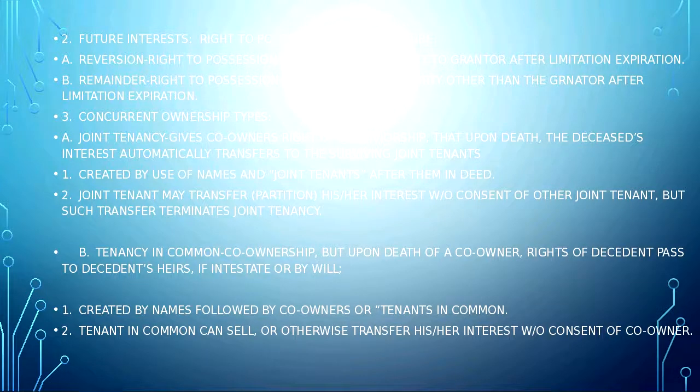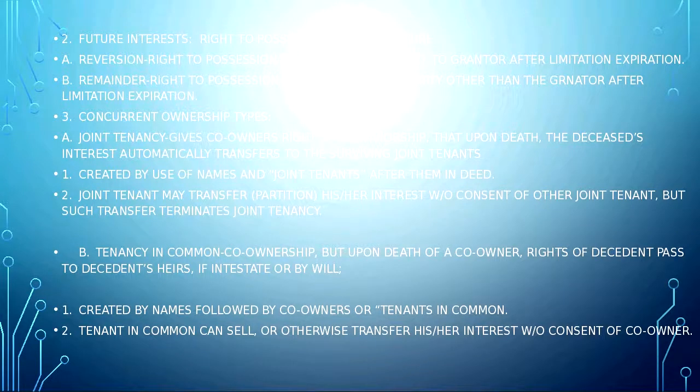How do you create a joint tenancy? By using the names of both parties and the term joint tenants after their names in the deed, so it's clear that it is. Now, it is true that a joint tenant may partition, that is, transfer his or her interest without the consent of the other joint tenant, but obviously it has to happen while they're alive. And when they do that, when they transfer their interest without the consent of the other joint tenant, that terminates the joint tenancy.